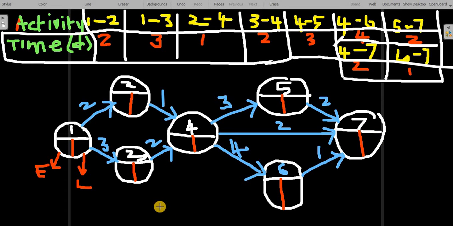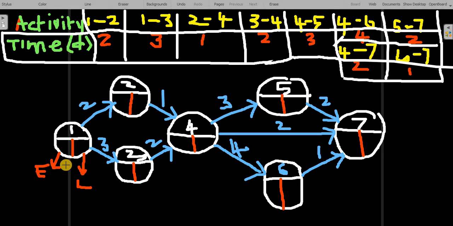Now look at how I am going to fill this up. I will use yellow color here. To write the earliest time, first I am calculating what is called the forward pass. To calculate the latest time, I have to use the backward pass rule. Earliest time, forward pass rule. Latest time, backward pass rule.